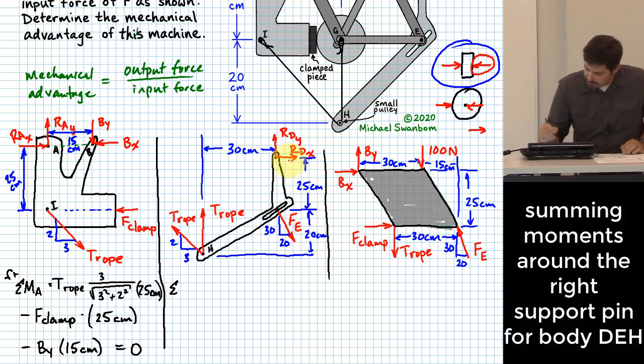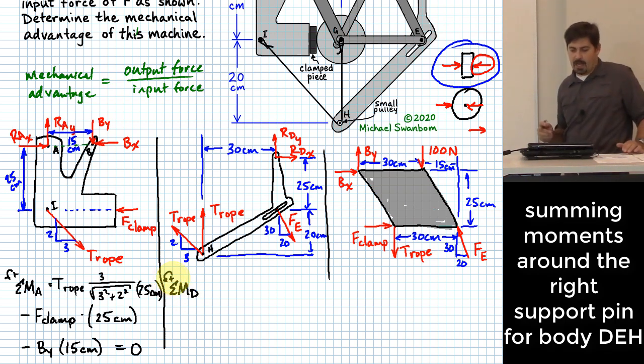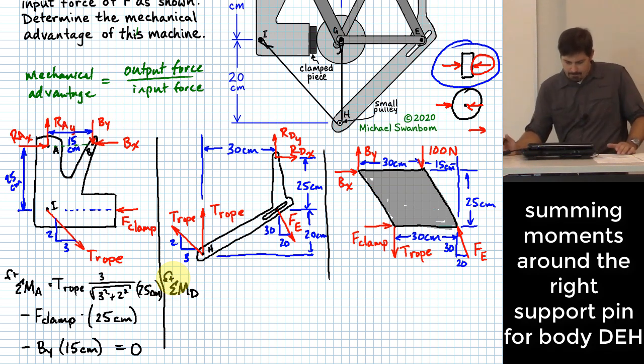Okay, here, let's sum moments around point D. Kind of like point A, we don't care what those reactions are at point D. There are two things that we don't know, so we can sum moments right there and eliminate those two things from the equation when we sum those moments, right? So, all right, what do we have in this equation?